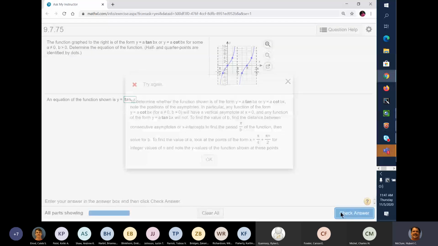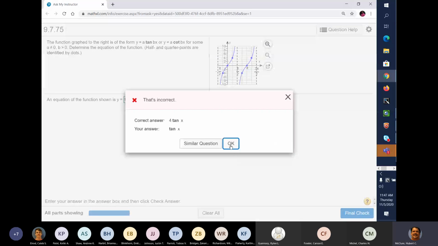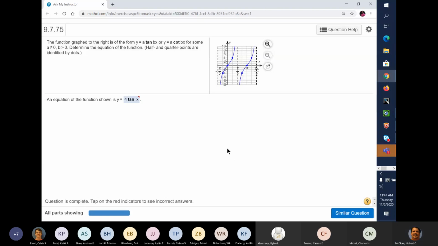And I don't understand why it doesn't. Oh, 4. Okay, well, I haven't got that far yet. Okay. So, oh, that's all it asks. Okay, well, I'll show you how to get to 4.